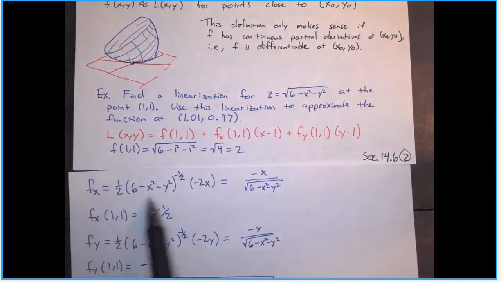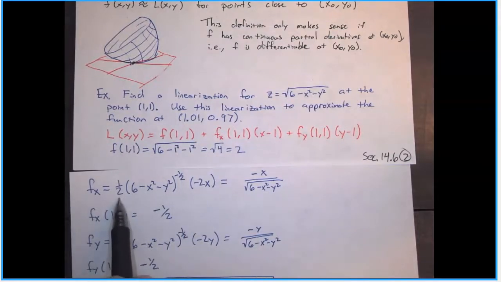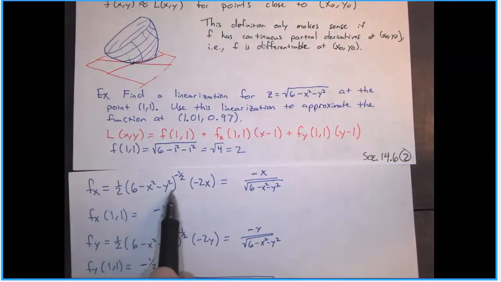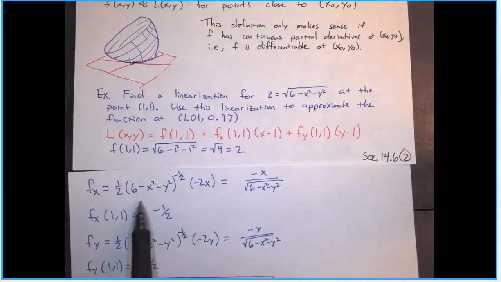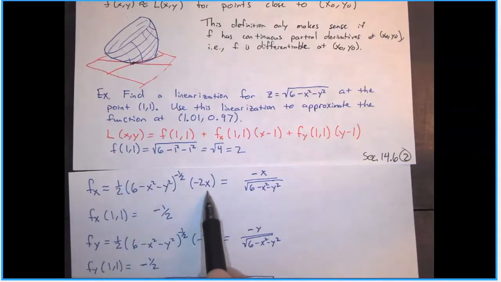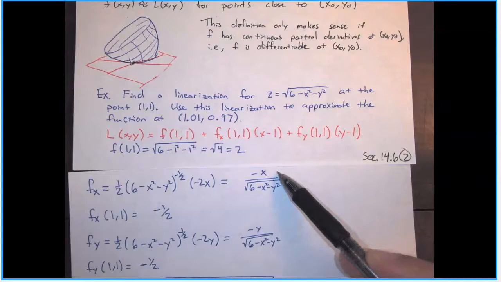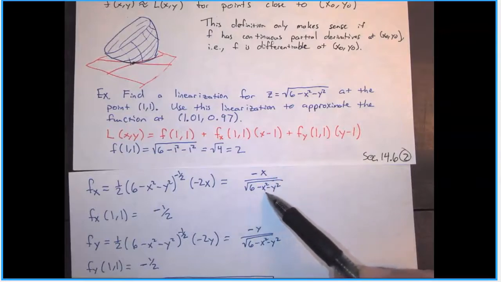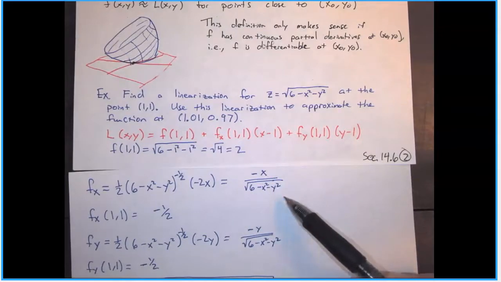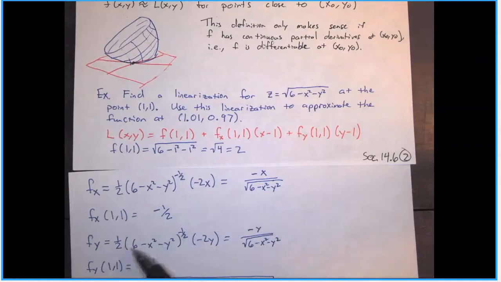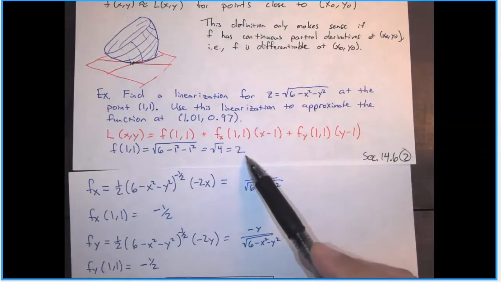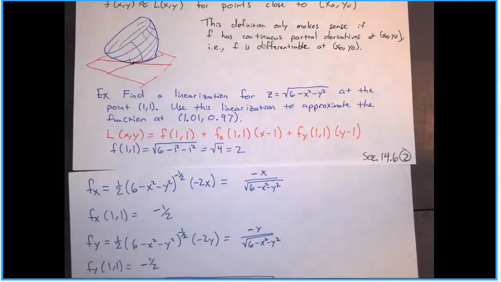So if I take a derivative with respect to x, I get 1/2 times (6 minus x squared minus y squared) to the negative 1/2, times the partial derivative of the inner function, which is negative 2x, which simplifies to negative x over the square root of 6 minus x squared minus y squared. If I plug in 1 for x and y, I already saw that this denominator becomes 2 because it's the same as the function value. So this is negative 1/2.